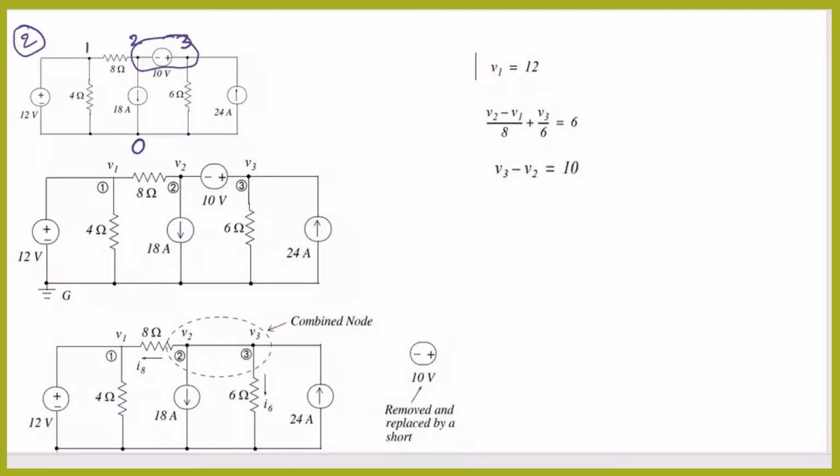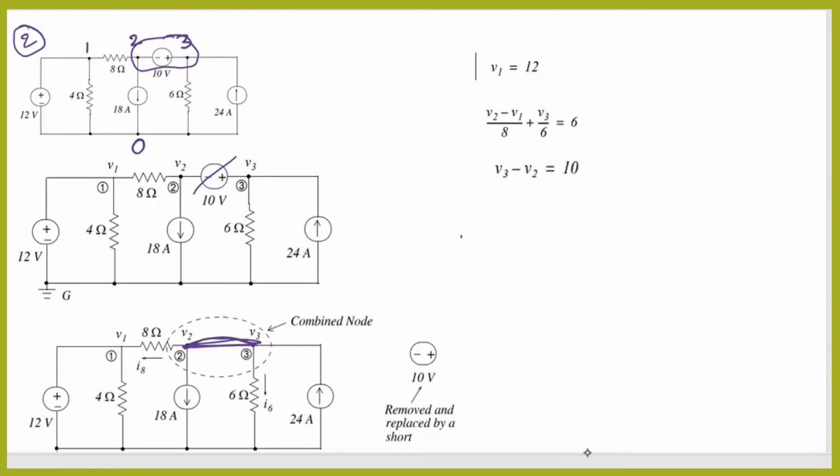So when there is a super node, what you have to do? You have to remove this and keep a short. That means you have to short these two nodes. That means these two nodes are the same. 2 and 3 are the same.